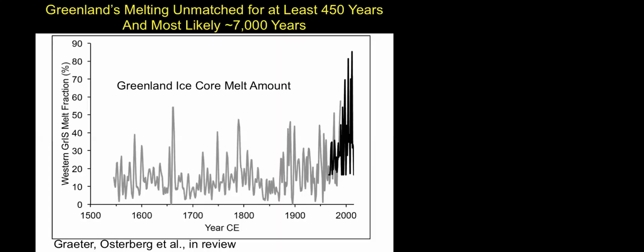And so this is what we found. If you look at the amount of melt that we see in the ice cores through time, what we found is that the amount of melt that we see today on the right-hand side here is unprecedented for at least 450 years. Okay, the deepest ice core we were able to get went back 450 years. And what we know from other data collected by other researchers around the Arctic is that most likely we haven't seen melt like this for at least 7,000 years.